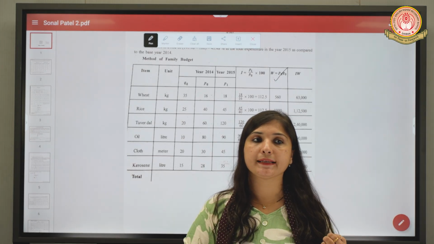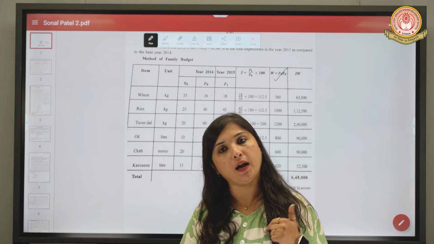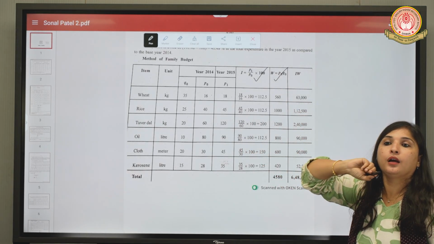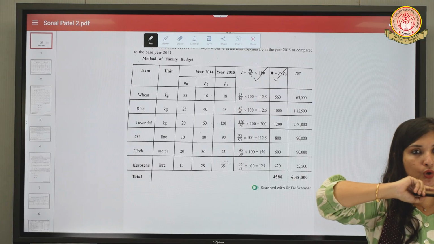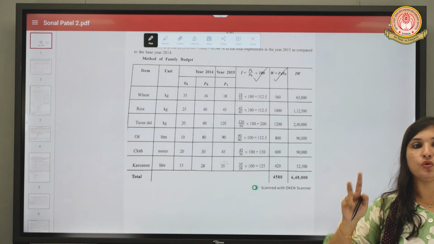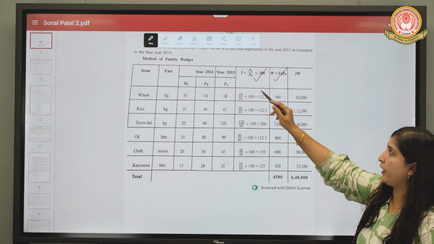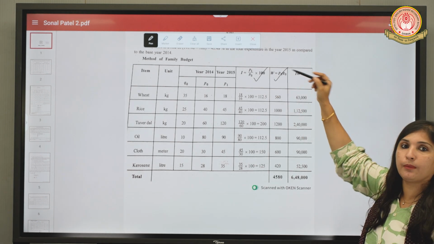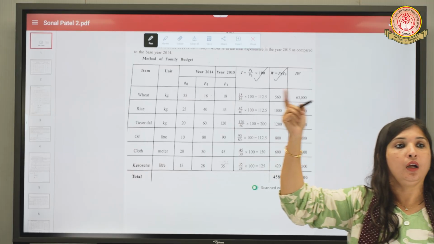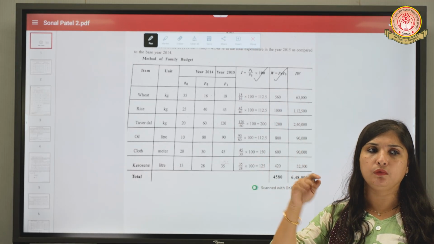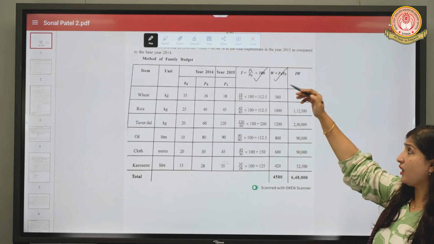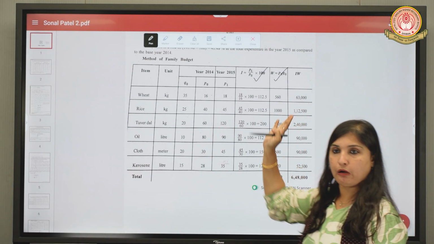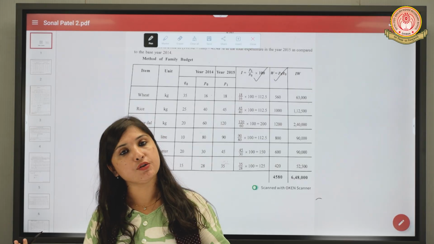We already had the price of the base year and the price of the current year. So what is the formula of index number? P1 by P0 into 100. By using this formula, we will find I. By doing P0 into Q0, we will find W. So only two extra columns we had to make, this I and IW, because W was already made in the last question. You can just copy from that or you can do the calculation again. It's up to you.